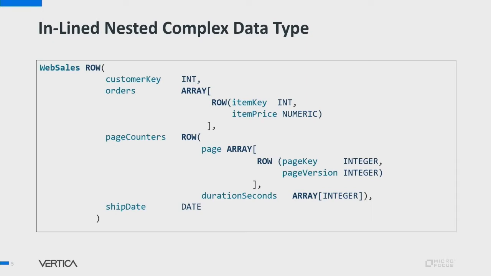So for instance, here you can use duration seconds, which is an array of integers to track each of the pages' duration, the time spent. And then finally a ship date for the orders that were placed. What is the ship date chosen by the user?